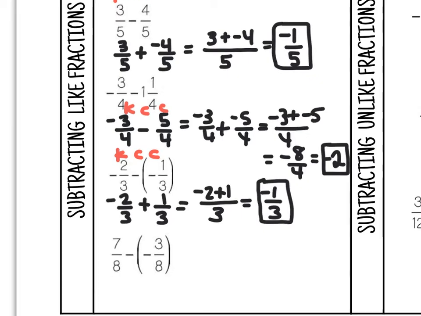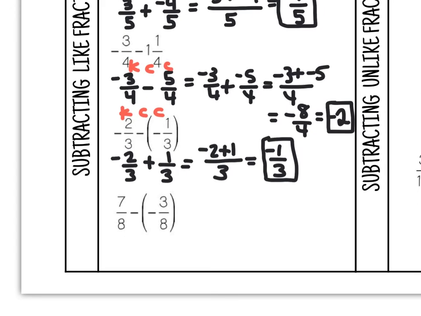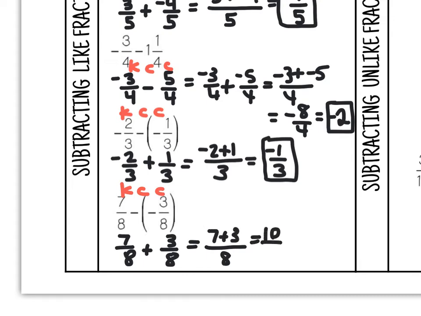Okay, and then the last one, we're almost done here. We're going to do keep, change, change. You're going to keep the first fraction, 7/8. Change this to a plus. Change the negative 3/8 to a positive. They have the same denominator, so we're going to combine the numerators. We get 10/8. And then from here, we can divide both of those by 2. So now our fraction is going to become 5/6. No, it's not. 5/4. And then this is simplest form.